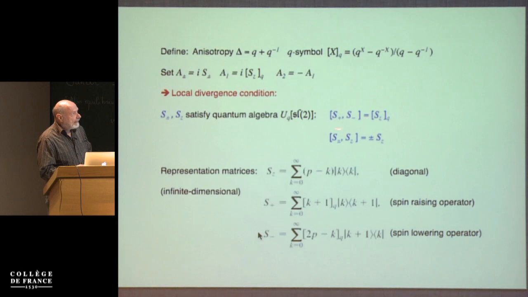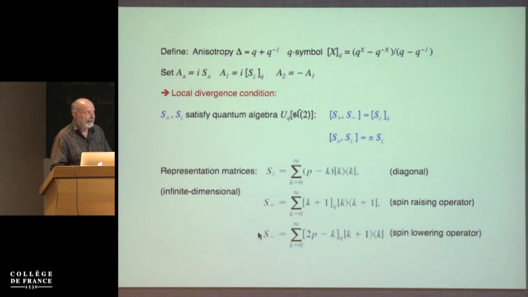Now, since this is a known algebra, we can actually look up the representations, and they are given here. They're infinite dimensional. So SZ will be an infinite dimensional diagonal matrix, S plus will be an infinite dimensional spin raising operator, and S minus will be an infinite dimensional spin lowering operator. And what you have inside is an arbitrary parameter p, which can be complex. Remember, we do not require these matrices to be Hermitian. They can be just anything.